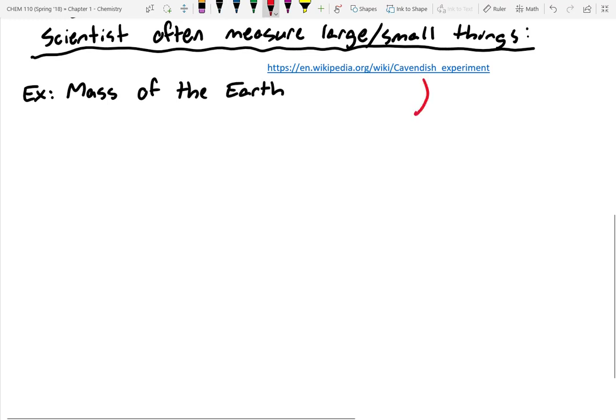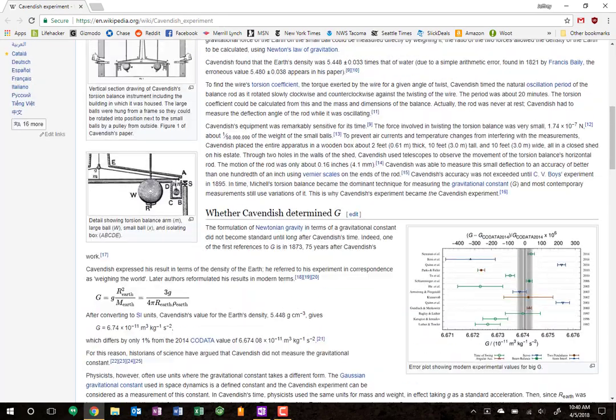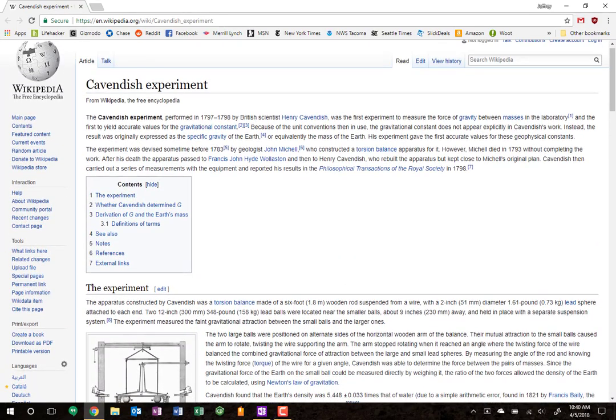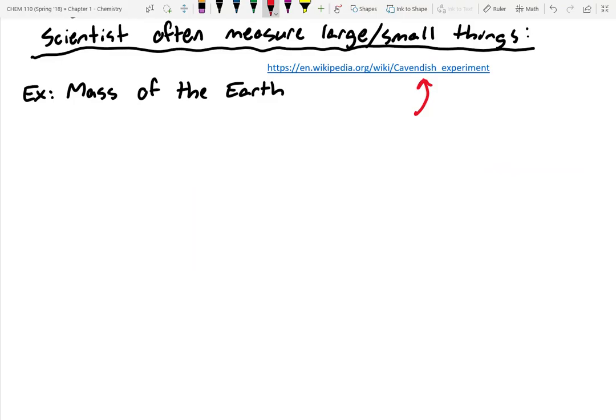And this experiment is called the Cavendish experiment. I've got the link on OneNote, but if you are curious about it, you can read about it here. It was pretty crazy that they were able to determine the mass of Earth in about 1798, and they were able to do that to a certain degree of accuracy. They were pretty dang close all the way back in 1800. So it was a clever experiment.